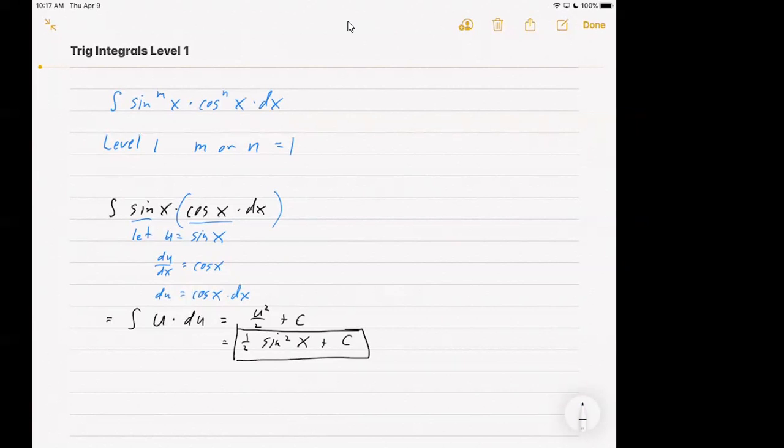If you wish, you could have solved for dx here. Some of you like this method the best, where you say dx is du over the cosine of x, and you would see that the cosine of x canceled out, but you'll end up with the same answer. All right, so let's just do a couple more and make sure that we understand how to do this.